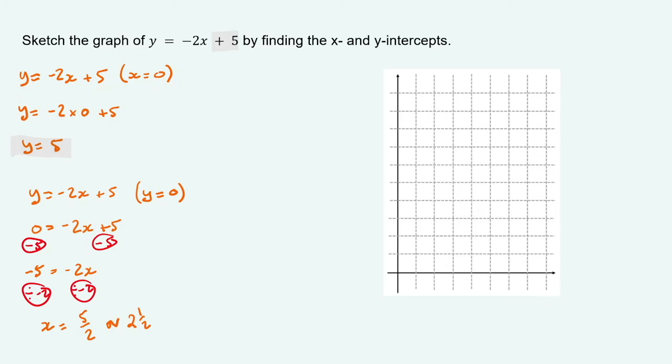Now that I've got my points, I know I can go 1, 2, 3. And my point for the x-intercept is going to be there at 2.5. Okay, and then I want my y-intercept. Which is going to be there at 5.